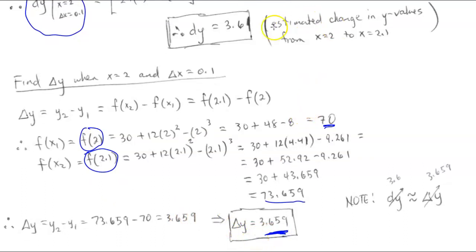Okay. So the estimate here was 3.6. The actual is 3.659. Okay. And so now you see why we say that the differential approximates the actual change in y values, or the differential approximates the vertical increment in this case. All right, let's move on to the next example.